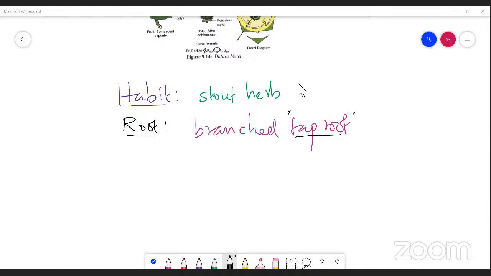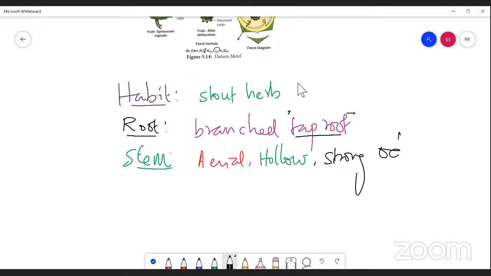Talking about habit, root, stem: the stem character is very special because the stem is aerial in nature and hollow, and it has a very strong odor. When you touch the stem of this Datura metel, you can feel a kind of smell, which is called odor. There is a kind of fragrance emitted from the surface of the aerial parts of the stem. So the odor is naturally present in that case.